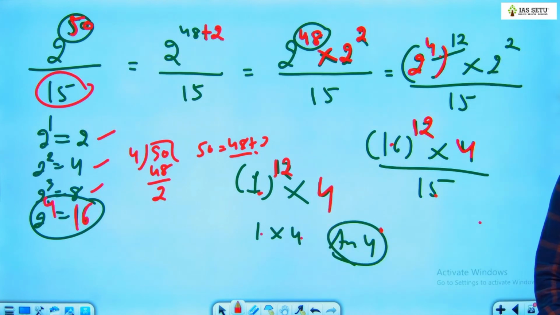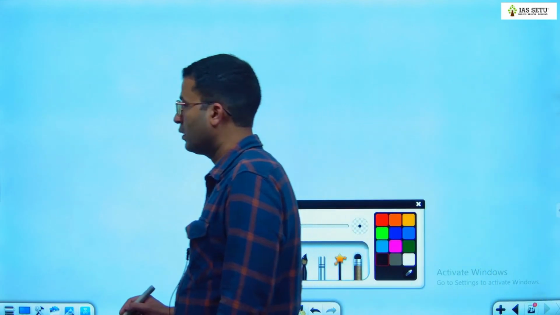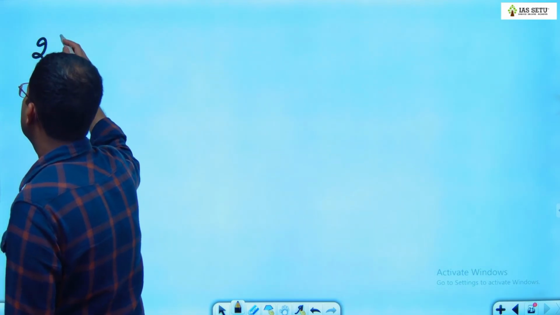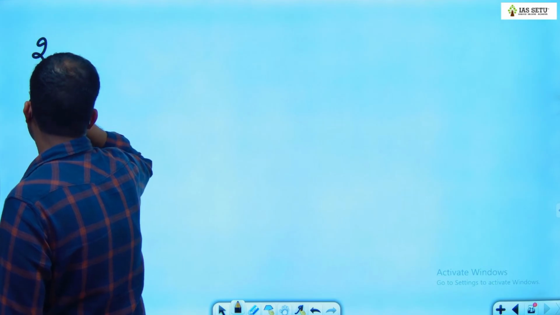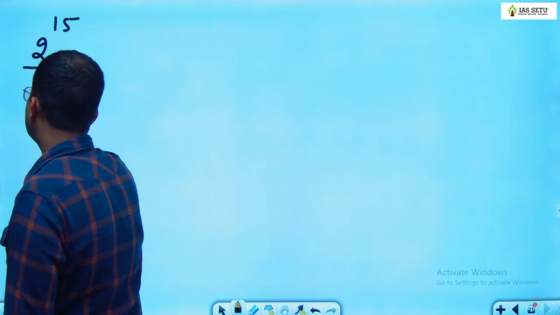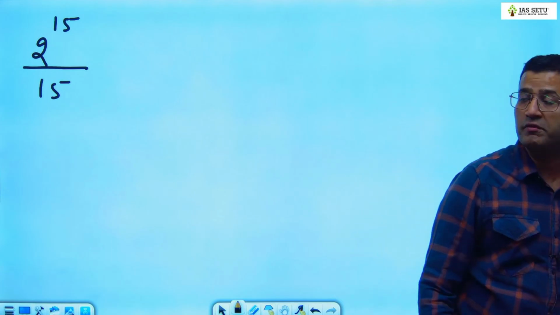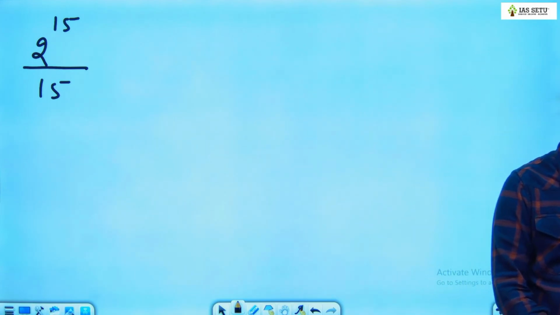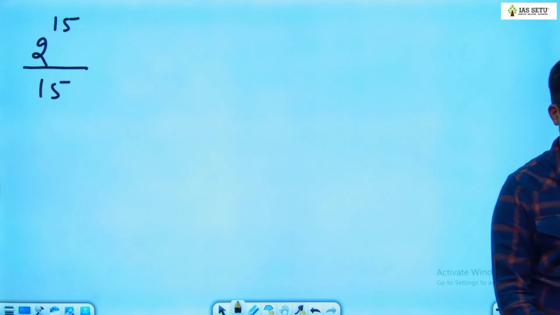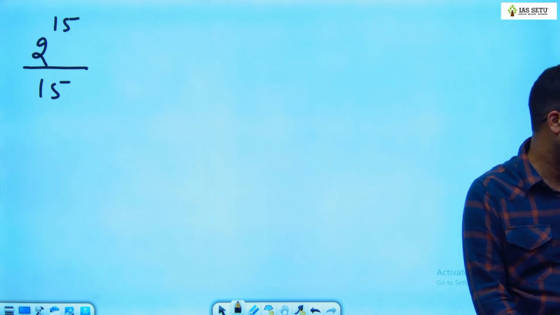Let us try one more question, then I will take the next remainder theorem. Like here, 2 is to power 15 divided by 15. 2 is to power 15 divided by 15. What is your remainder?